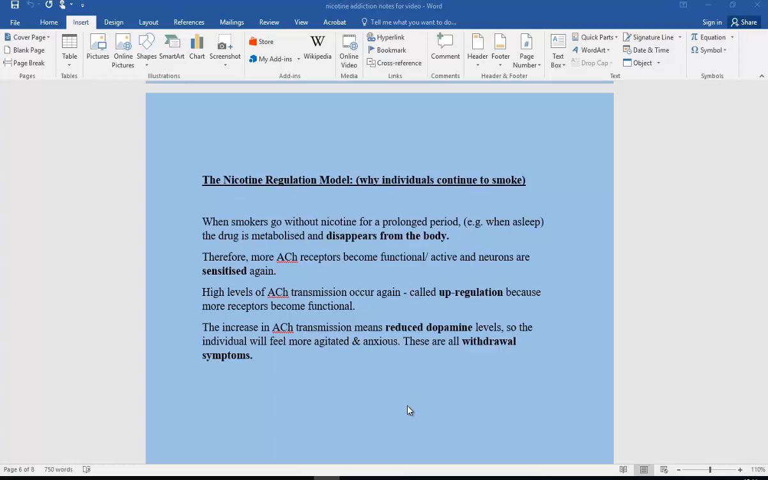So if we reduce that dopamine, we're not going to feel that alertness, we're not going to feel that relaxation sensation. We're going to feel more anxious, more agitated, and therefore we get these withdrawal symptoms from our lack of nicotine.